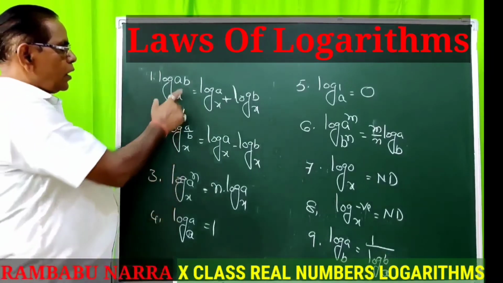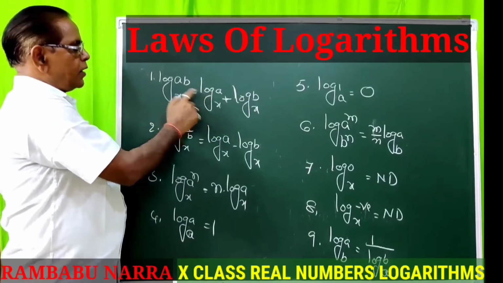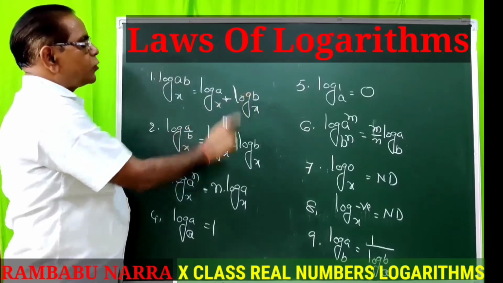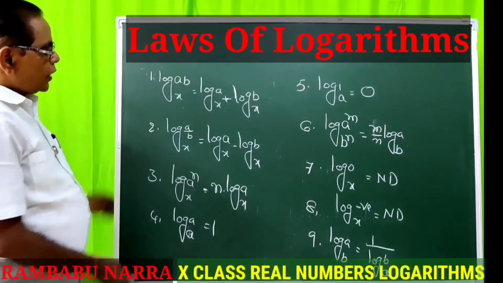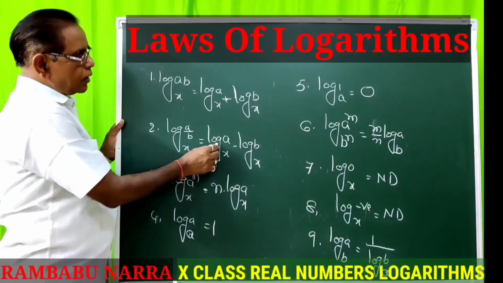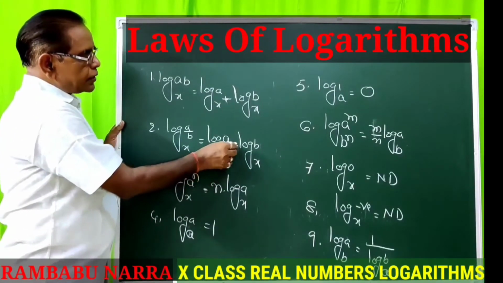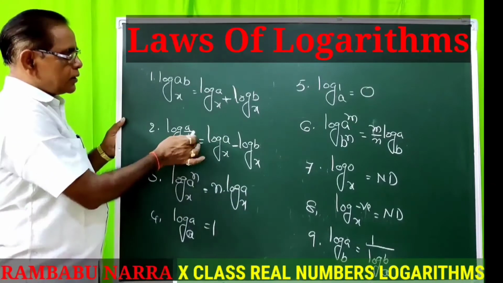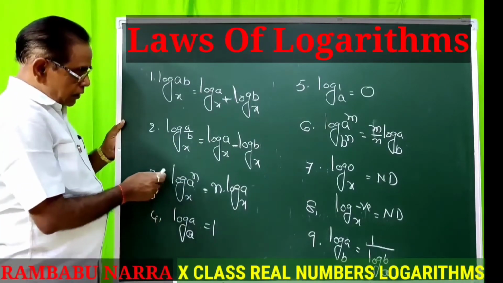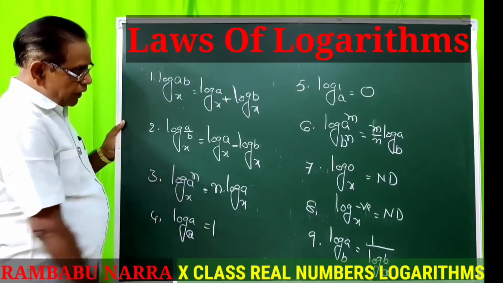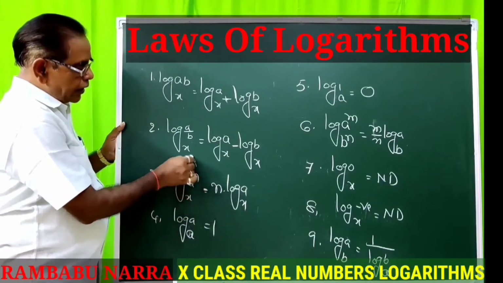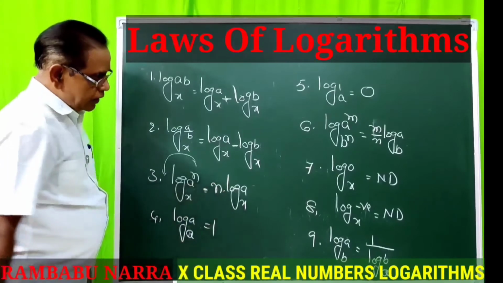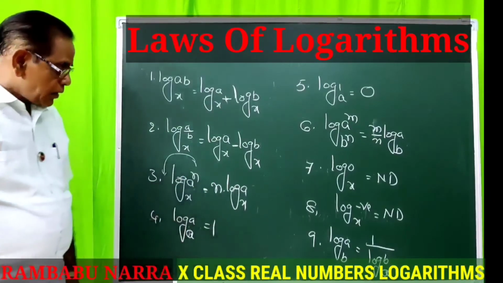First one: log AB base x equal to log A plus log B base x. This is the product formula. Log A by B base x equal to log A base x minus log B base x. This is the quotient formula. Log A to the power of n base x equal to n log A base x. This is the index formula.